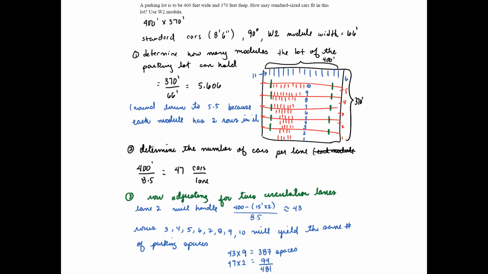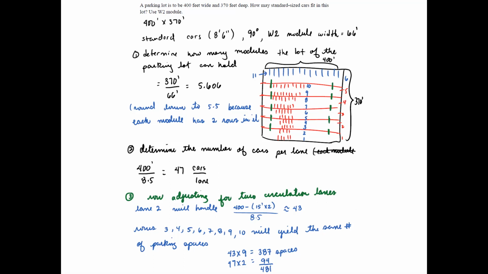For this type of problem, I'm going to let you know exactly the type of design that I want you to perform, for example, the number of standard size cars and the module that you are going to be using. In this problem, I'm asking you to work with standard size cars and the W2 module. I'm also providing additional information, like a 90 degree angle for the parking. Using this information, you can search for the space that is needed to accommodate this type of module.